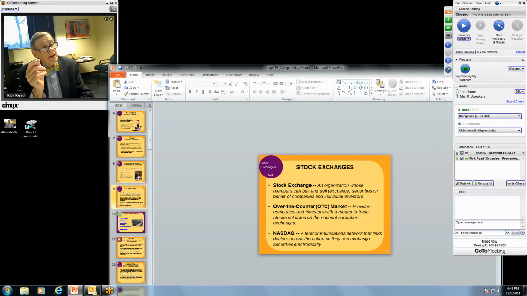Now, the thing about this is the only way, at least on the New York Stock Exchange, that you can buy and sell stocks is to be a member, to have a seat on the exchange, and there's so much money that you have to pay to get a seat on the exchange.